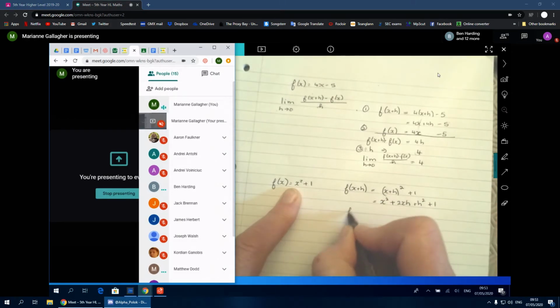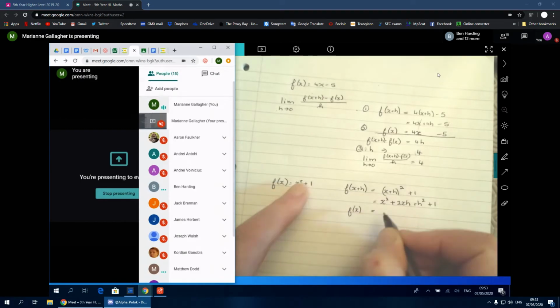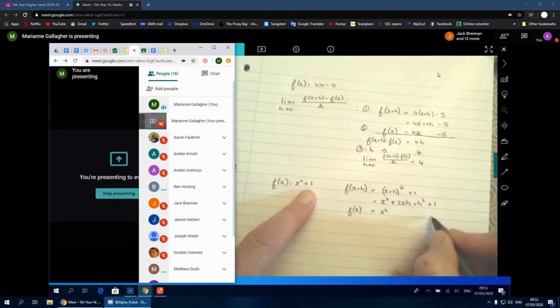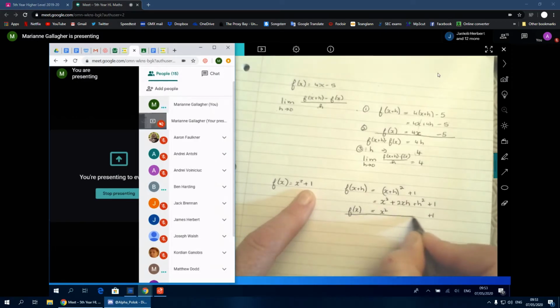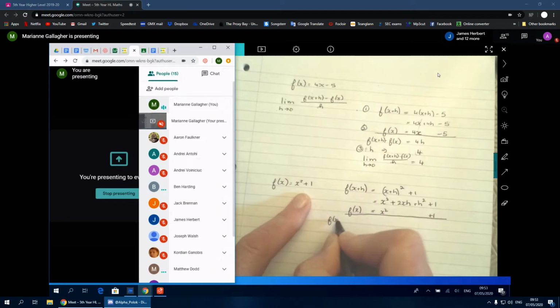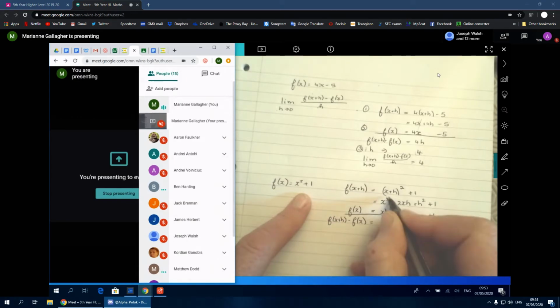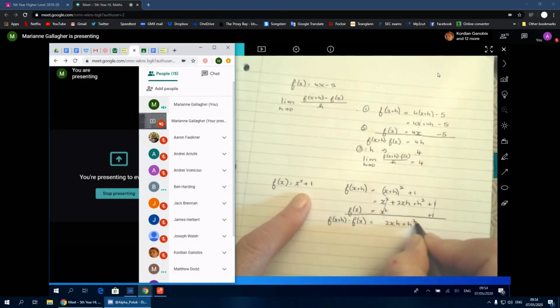And then we just write down our original f of x under that, lining it all up. So we've got the x squared, and I'm going to write the plus 1 under the plus 1. Makes the subtracting easier. Now when I do f of x plus h minus f of x, they're cancelled, and I've just got 2xh plus h squared.